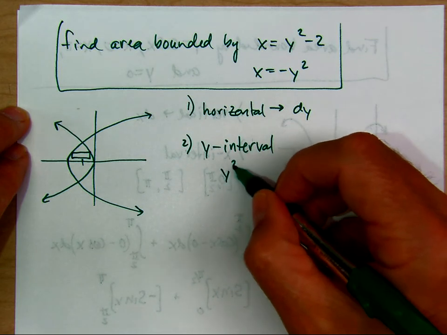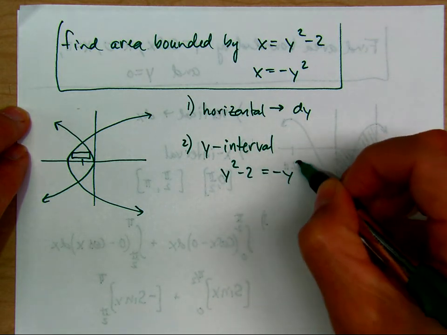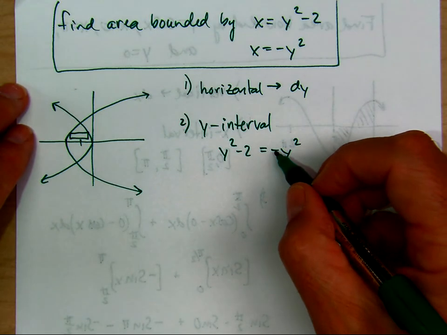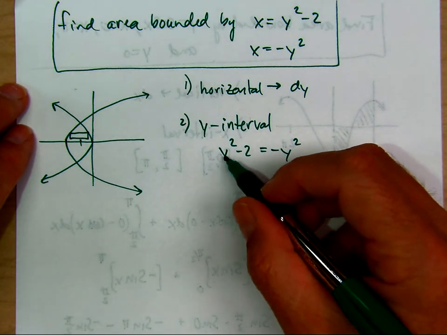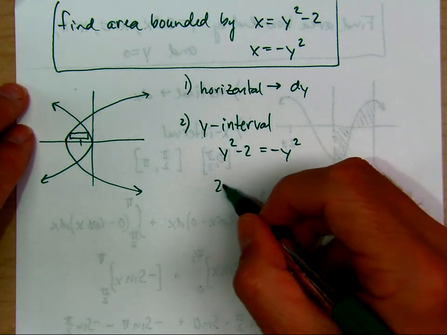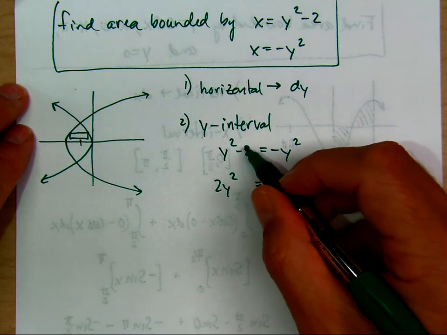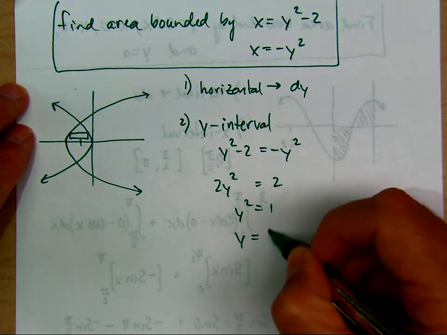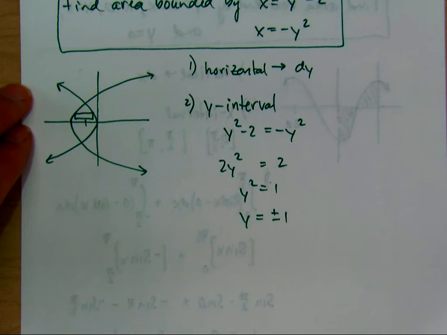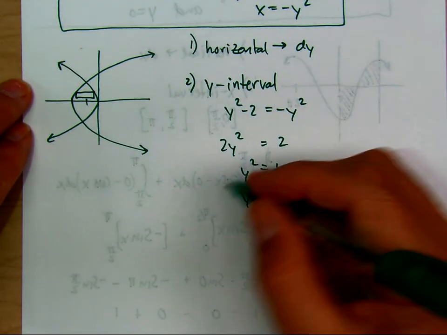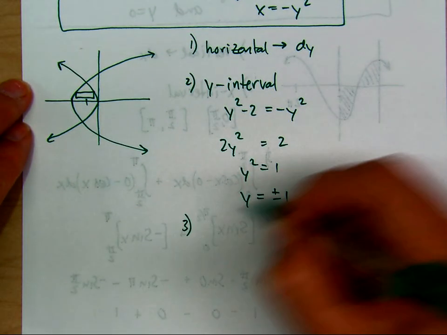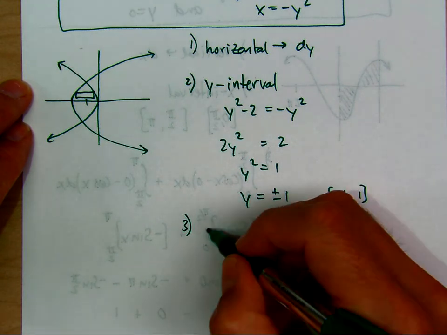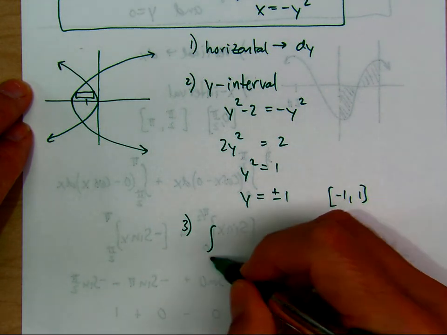y squared minus 2 equals negative y squared, and let's just add y squared, so that's 2y squared, add 2, divide by 2, and we get positive or negative 1. So the interval is from negative 1 to 1. The integral is from negative 1 to 1.